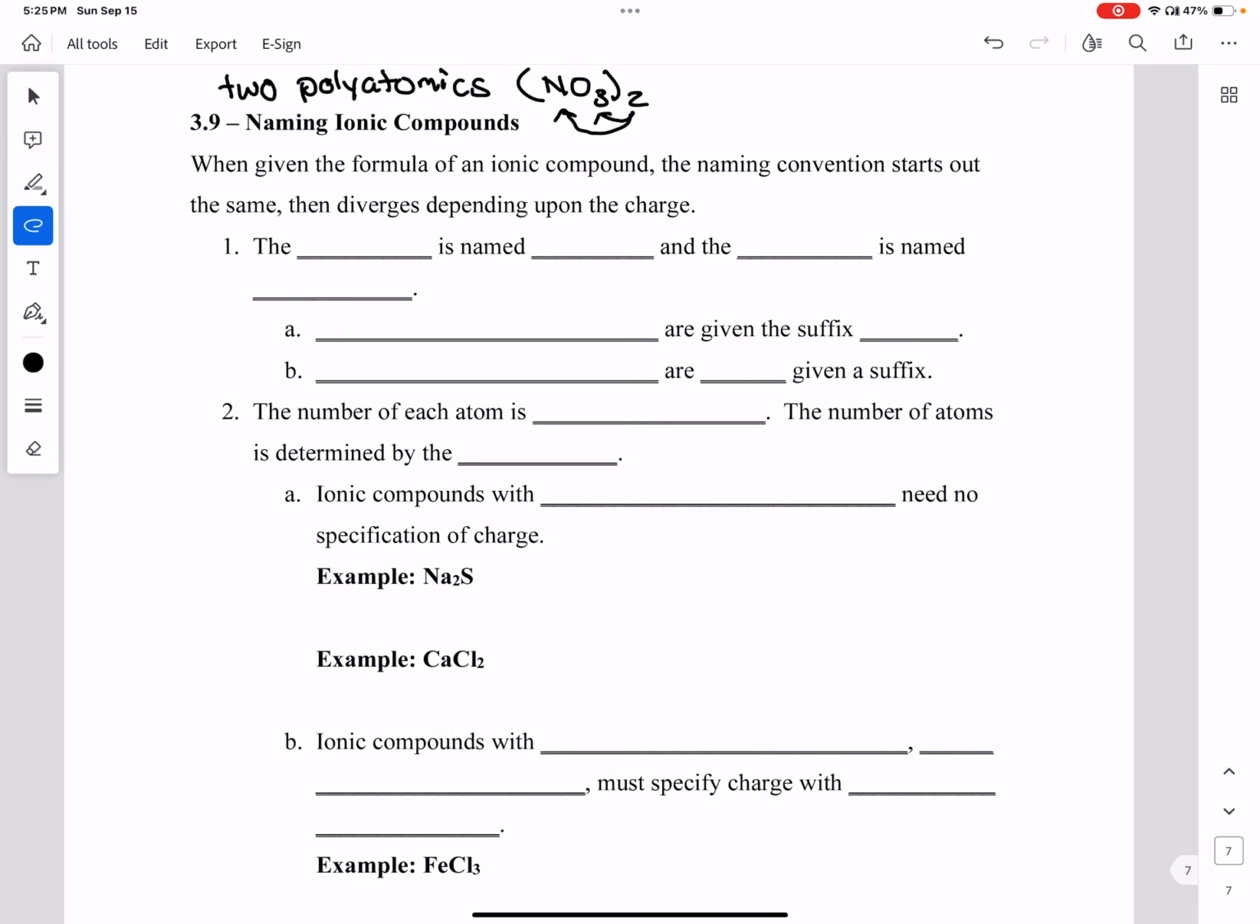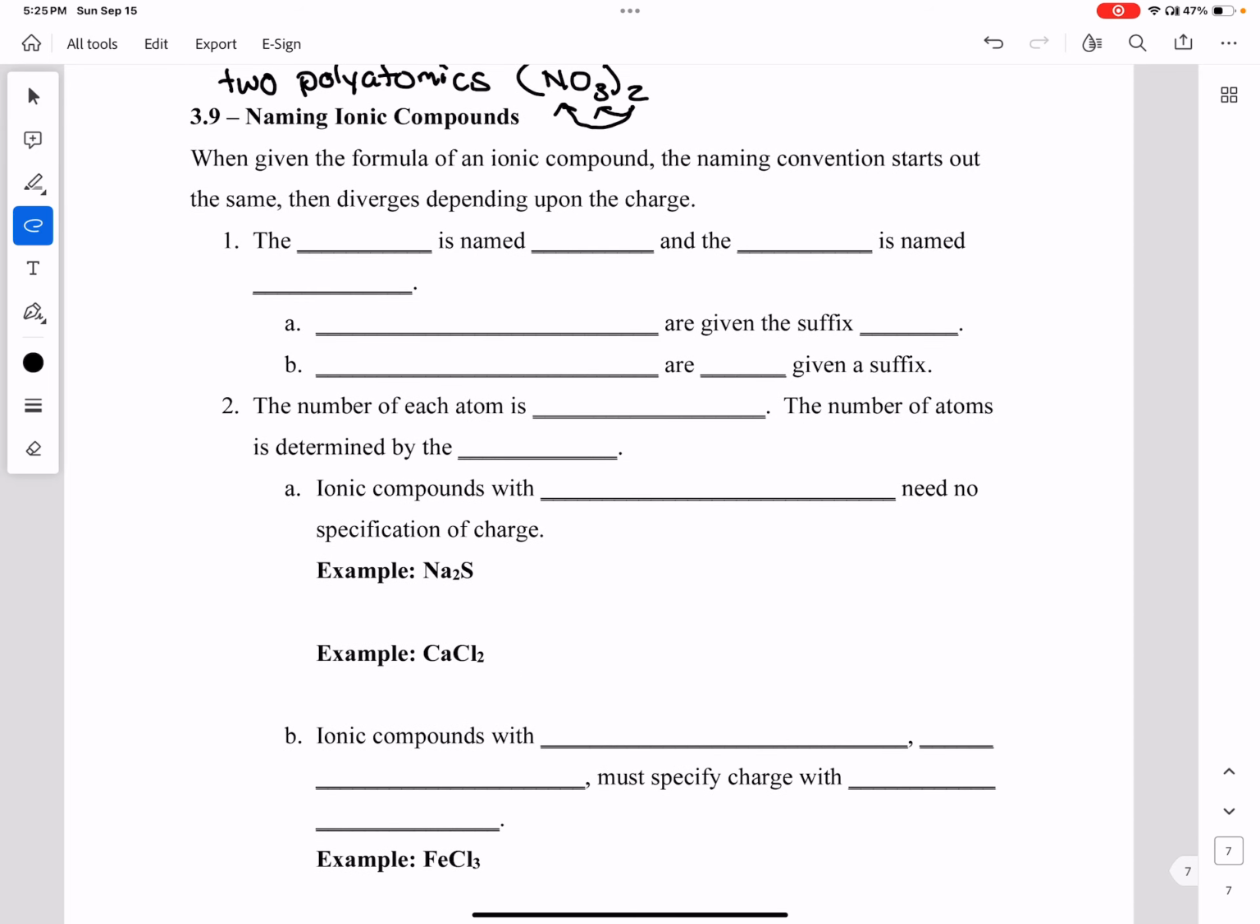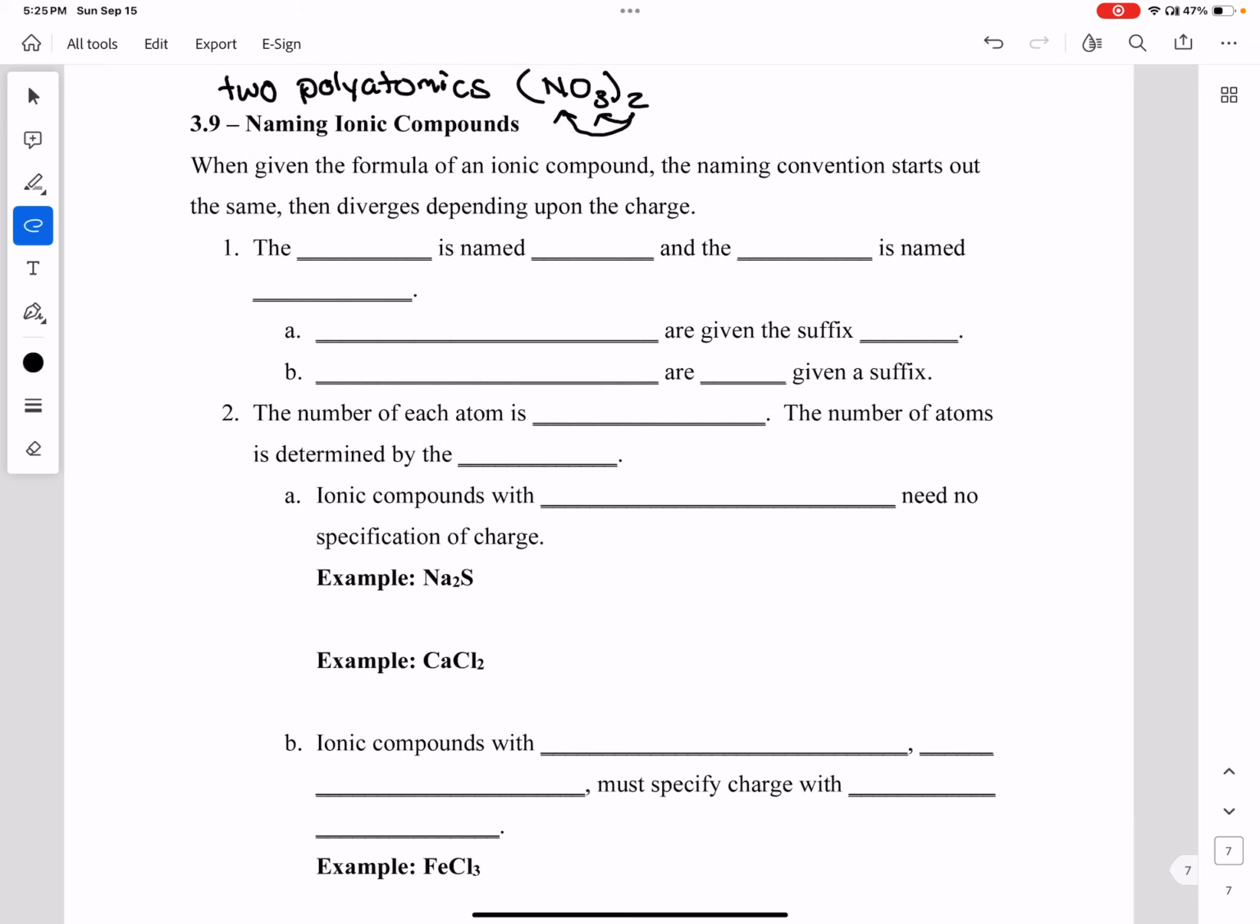In our final section, section 3.9, we're going to talk about naming conventions for ionic compounds. If given the formula of an ionic compound, the naming conventions start out the same, and then diverge based upon what type of charge you have, a fixed charge or a variable charge. You're always going to name the cation first and the anion second.